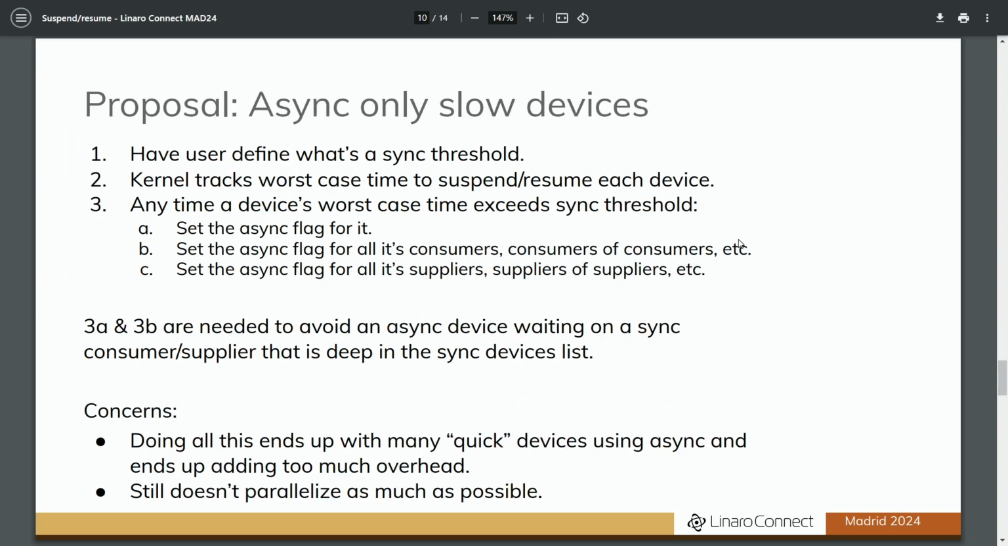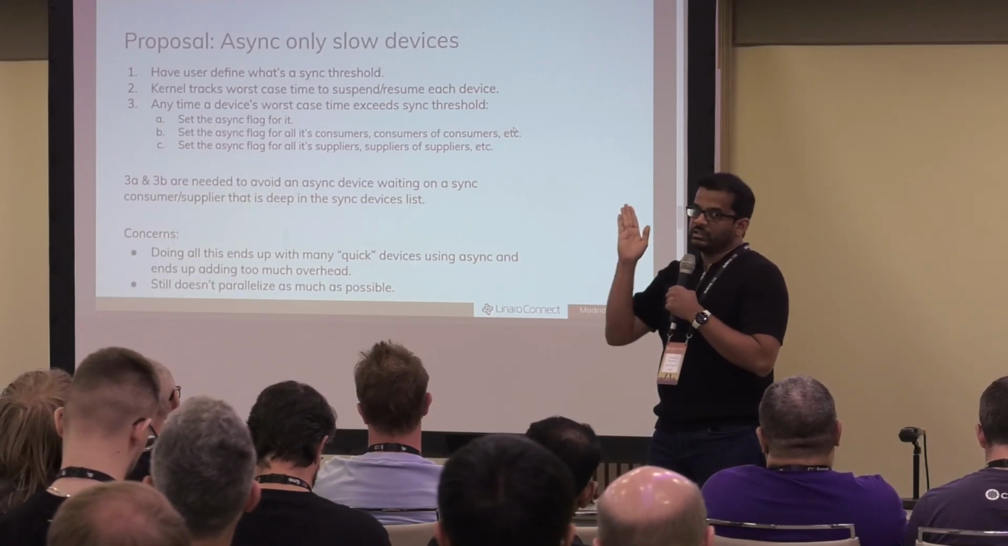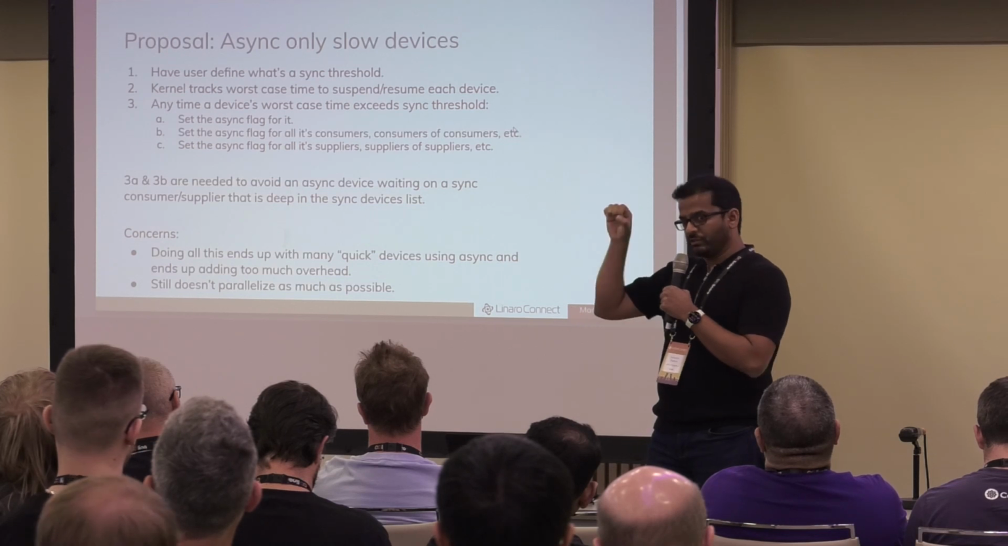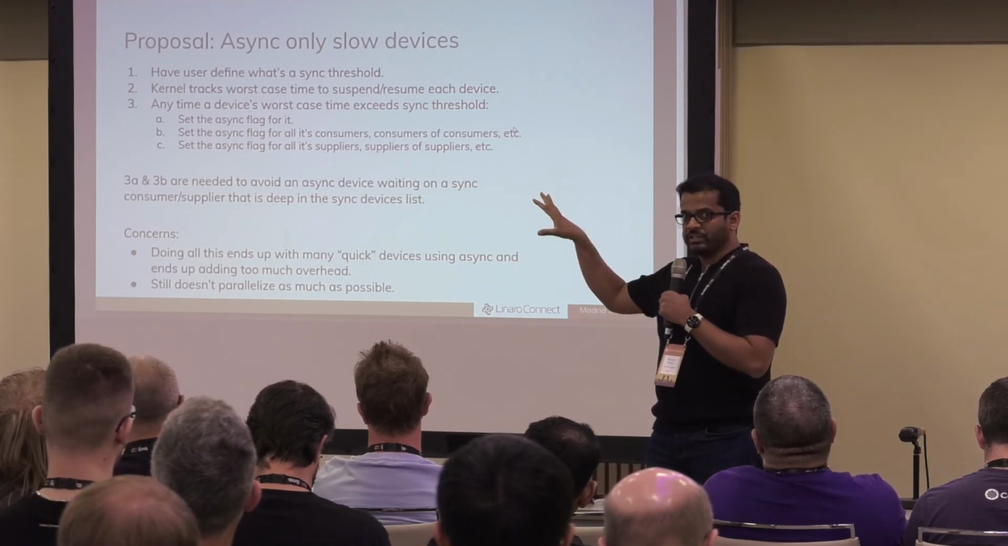One potential proposal is to say, can we just do asynchronous only for the slow devices? We actually kind of do this manually today in some of the devices, and it helps, where suspend gets better but resume doesn't get worse, because we only enable asynchronous suspend for some of the devices. The idea is we take the worst offenders, and then we set the async flag for that device and all the consumers and all the suppliers of the device. So if you think of the device in the middle, it's like a tree exploding in each direction.